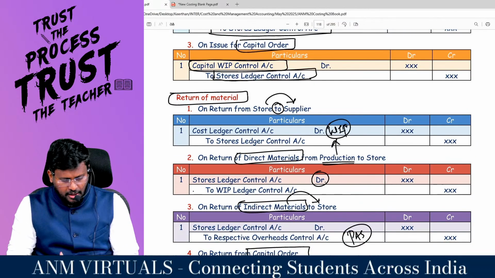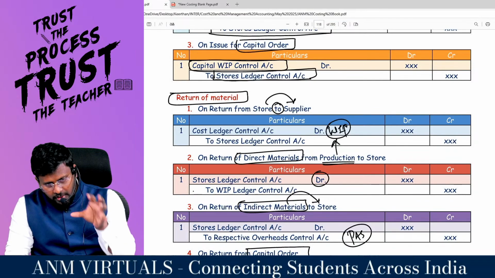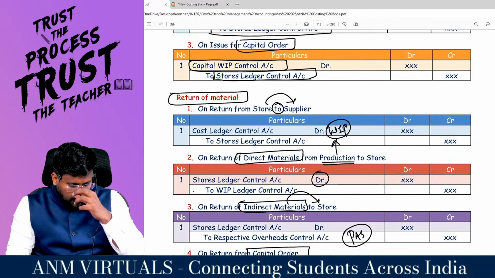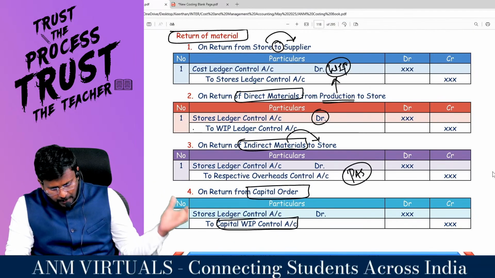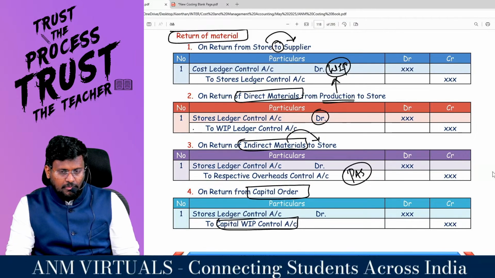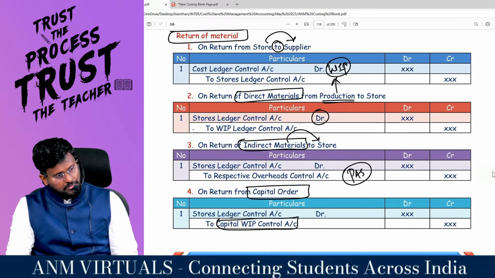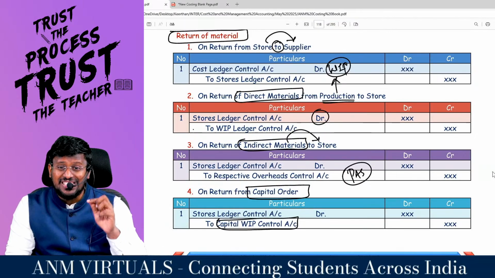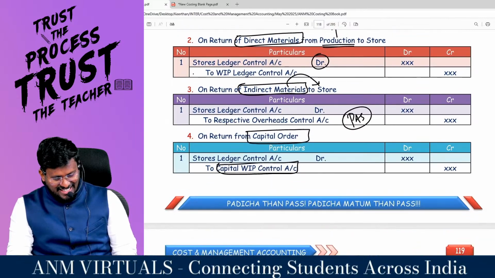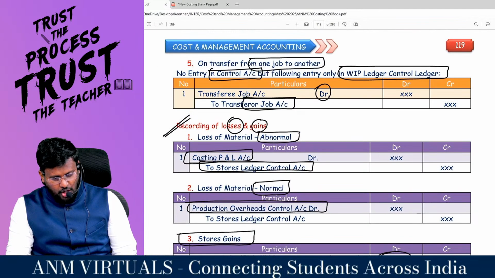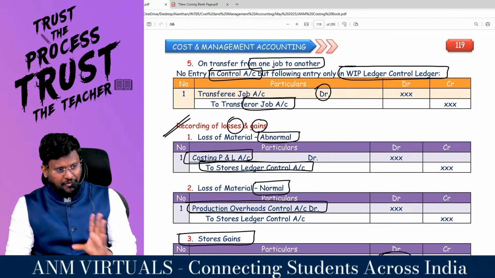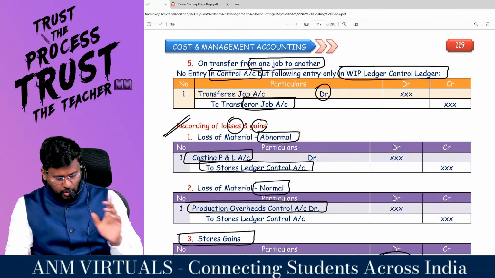Shall we start returns? Sir, return of the material purchased from the stores directly to the supplier: cost ledger control account debit to stores ledger control account. From the production to the stores, stores ledger control account debit to WIP ledger control account. Indirect material to the stores, stores ledger control account debit to overhead control account. Right, sir? Yes, sir. Capital order, stores ledger control account debit to capital WIP control account. Right, sir? From one job inside the factory to another job inside the factory: transferee job account debit to transferor job account.